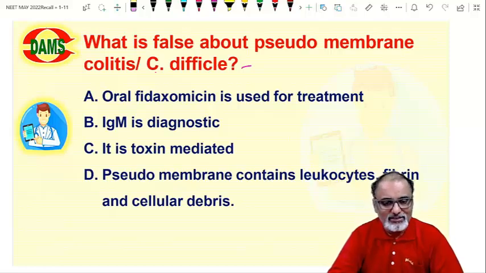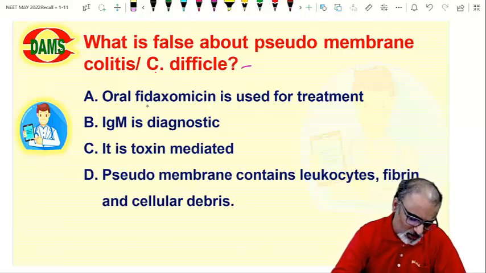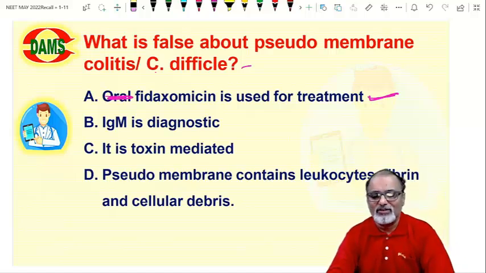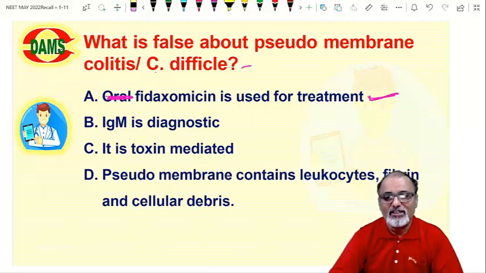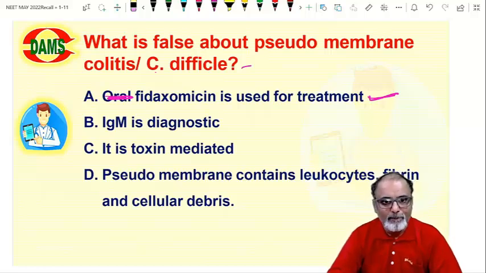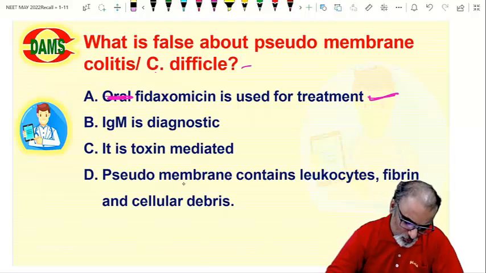You are aware of that. So we want a false statement. Oral fidaxomicin used for treatment. Fidaxomicin, I don't know, some people mention oral, some people say, sir, fidaxomicin. Whatever it may be, fidaxomicin is the latest acceptable treatment. Next is, pseudomembrane contains leukocytes, fibrin and cellular debris. Yes.